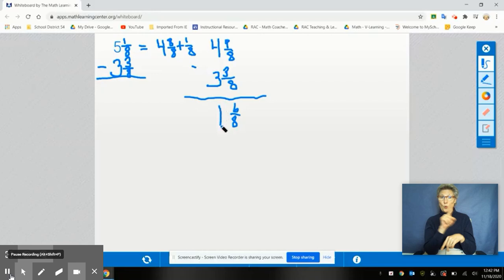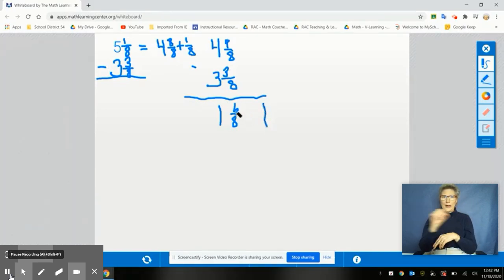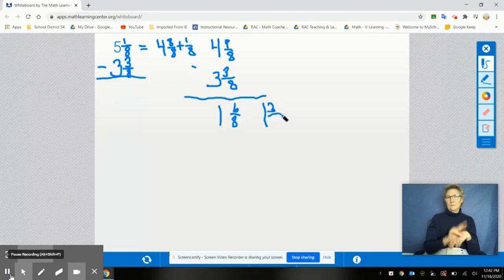Now I could stop there, but I could also rename this fraction to a smaller fraction. I can rename it as 1 and... what do you think? 3/4. I agree, because I can divide both my 6 and my 8 by 2. All right, great thinking. Let's try one more problem.